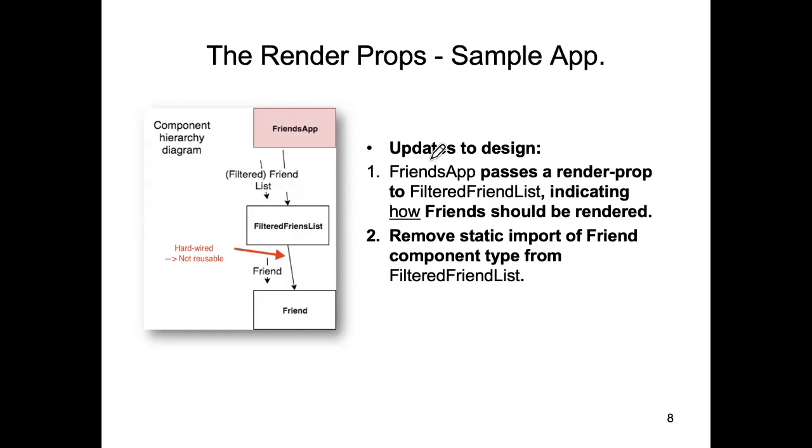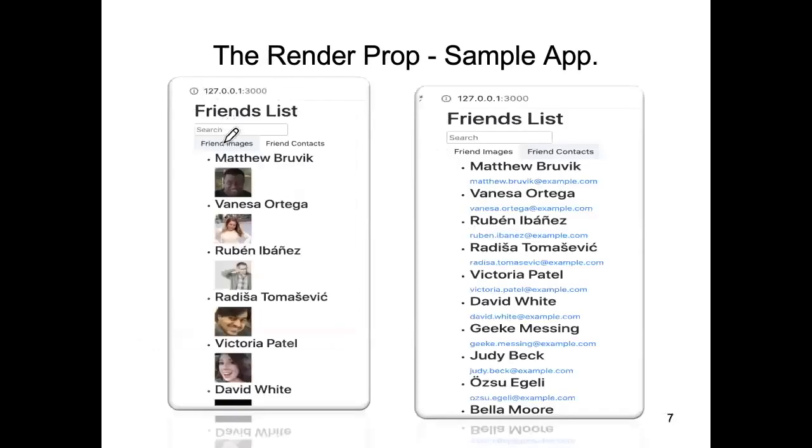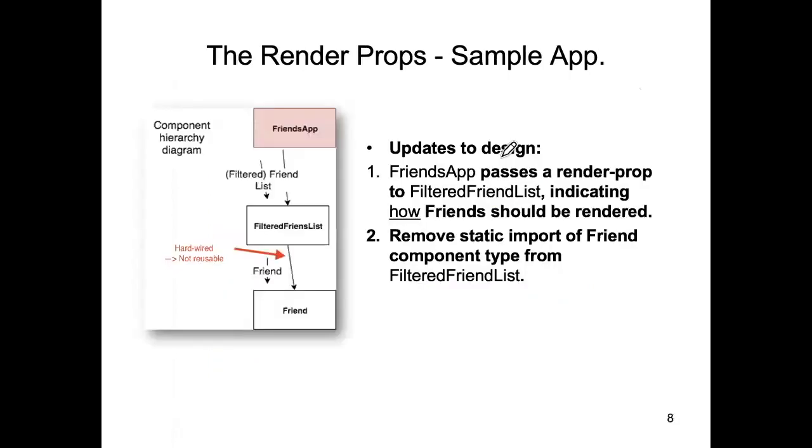In my case, if I go back to the previous screen, I've got two tabs here. If I click on this tab, it renders the friends this way, whereas if I click on this tab, it's going to render the friends the other way. Clicking on the tabs will trigger some logic in my friends app component, and that's going to determine how it should tell the subordinate to render friends. Also, we're going to remove the static import statement that used to appear inside here.